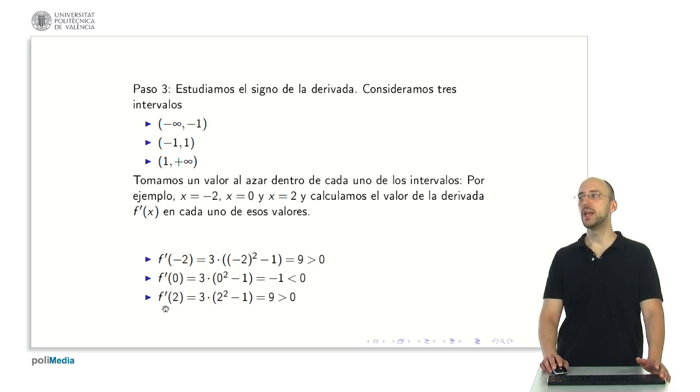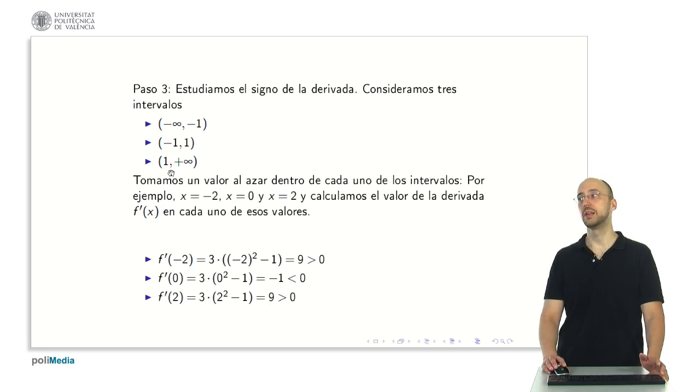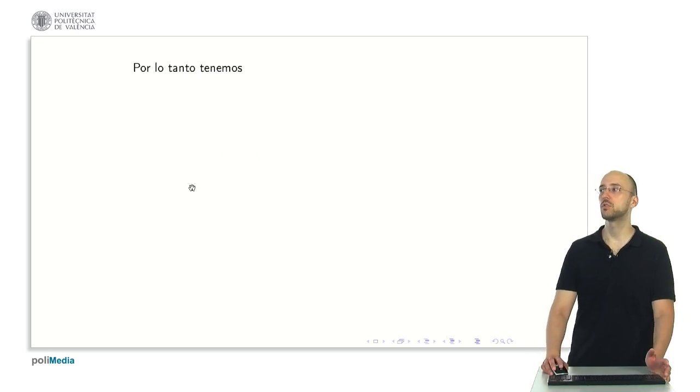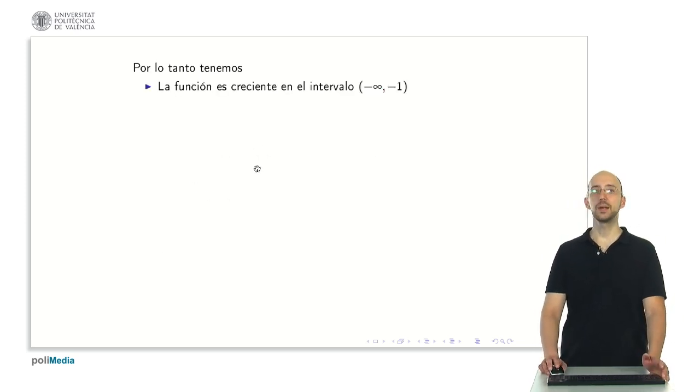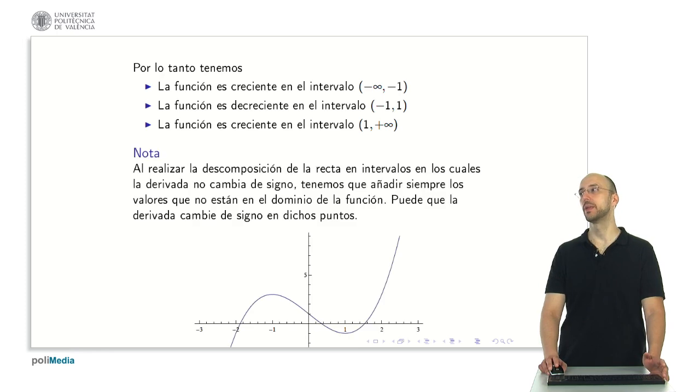And lastly, what's the value of the derivative at 2? When I substitute 2 into the derivative, I get 3 times 2 squared minus 1, which simplifies to 9, indicating a positive derivative. In the third interval, the derivative is positive. The function is increasing. In summary, the function is increasing in the interval from negative infinity to minus 1, decreasing in the interval from minus 1 to 1, and increasing again in the interval from 1 to positive infinity.